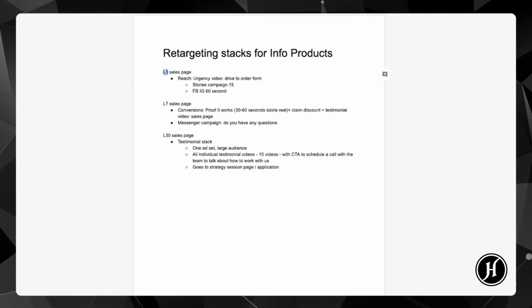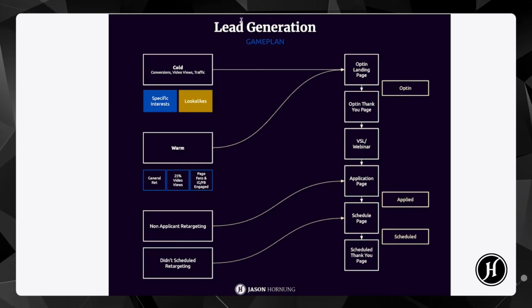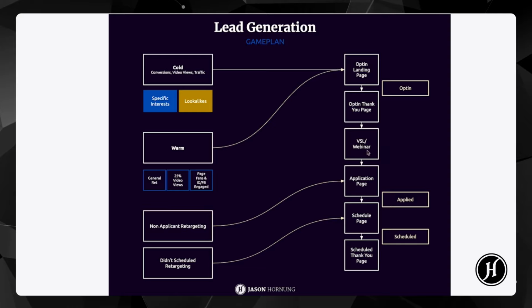So if we were to have a visual, now bear with me, this is for lead generation. This visual, however, we can easily change over here the strategy. So opt-in page to opt-in thank you page. Usually for info products, you have a VSL or a webinar. Then you have the sales page, so we'll take out application and put sales page. And then you have the checkout page, which is the actual order form. And then you have the purchase thank you page, which is the page that they get after they purchase.